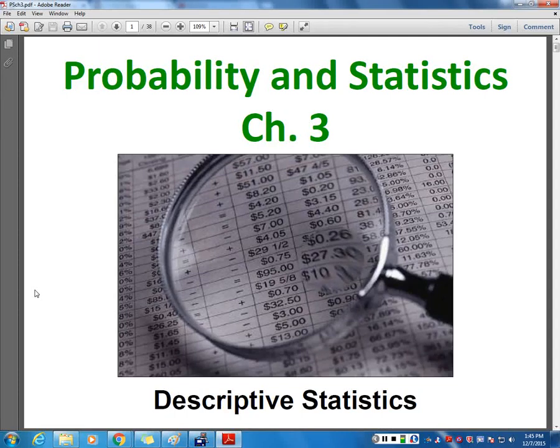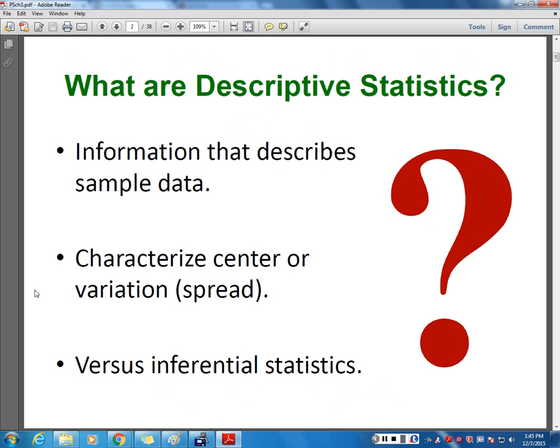Ready to talk about descriptive statistics and descriptive depictions of data. First off, what are descriptive statistics anyway? Well, as the name implies, that's information that describes sample data. It describes, and they characterize the center or the spread, also called variation, of a set of data.